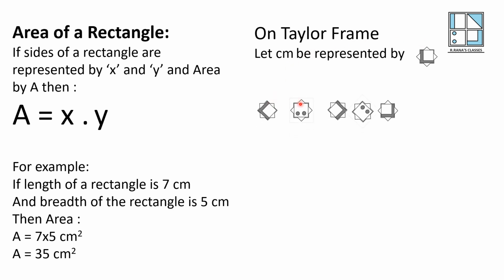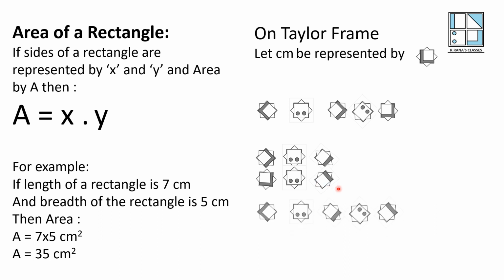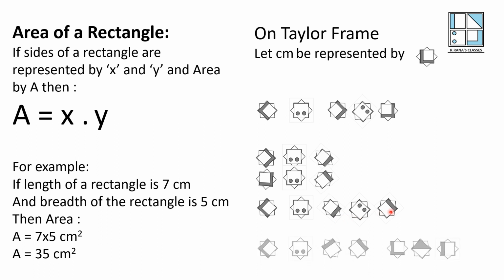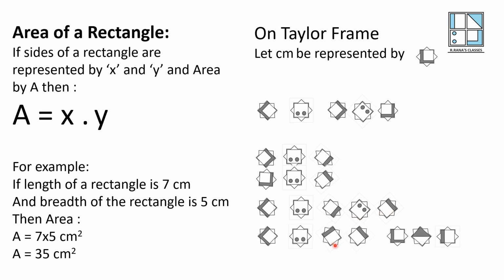Area A is equal to X into Y. If X is equal to 7 and Y is equal to 5 units, then area is equal to 7 into 5 is equal to 35 centimeter raised to power 2. That means centimeter squared. You can write the unit in the last line. Okay.